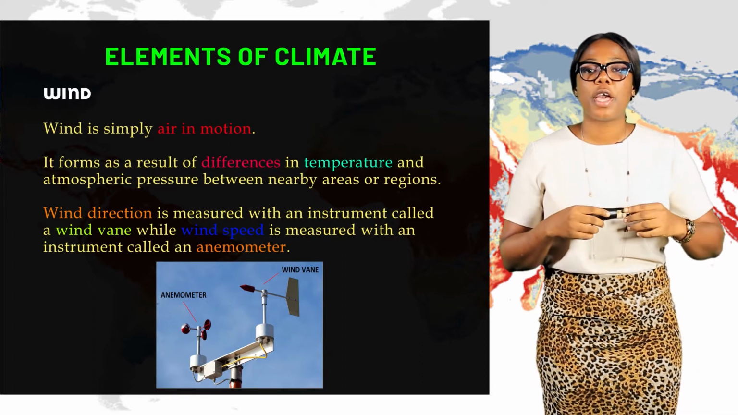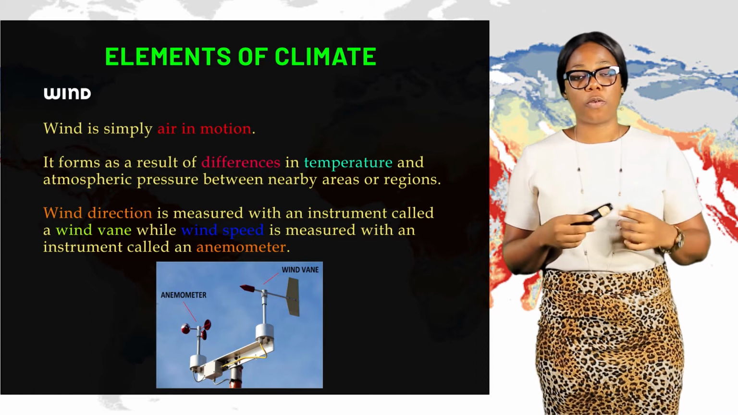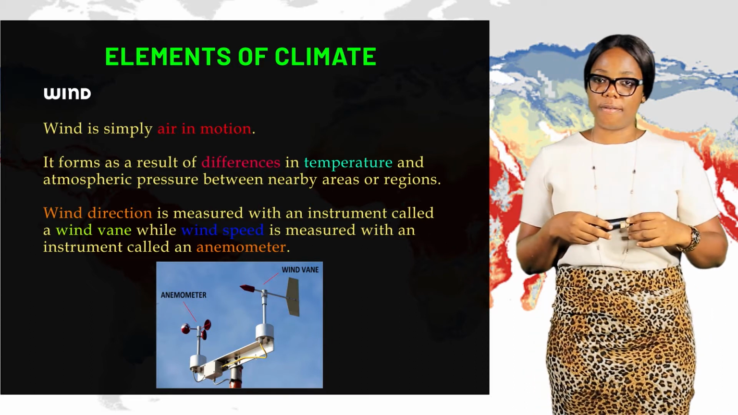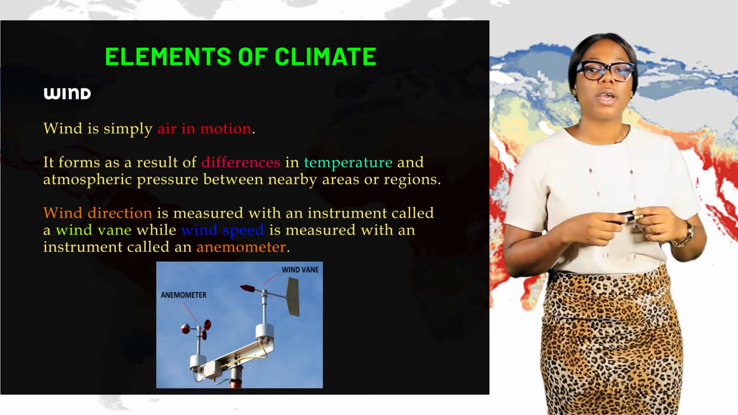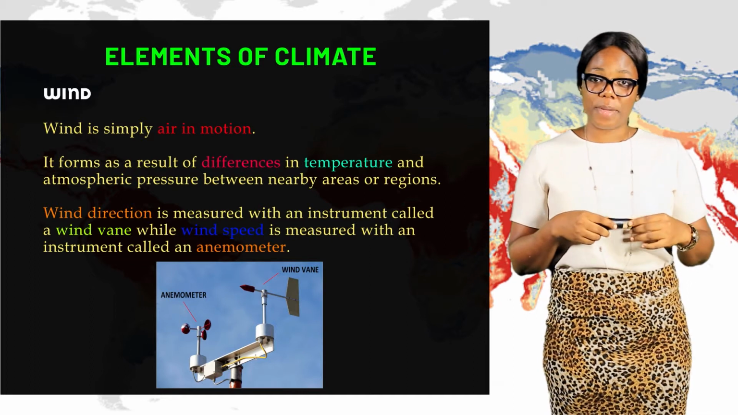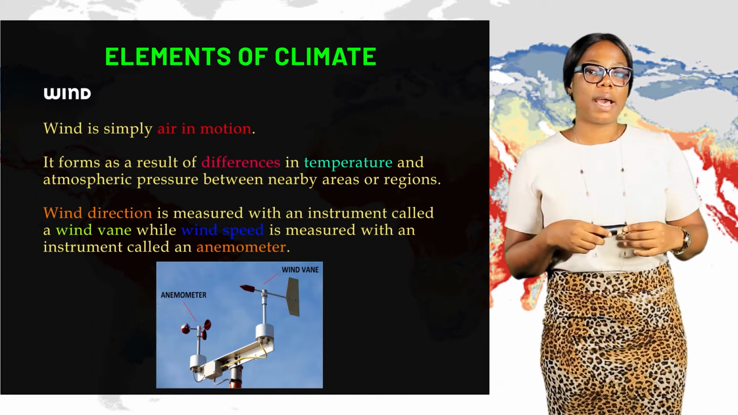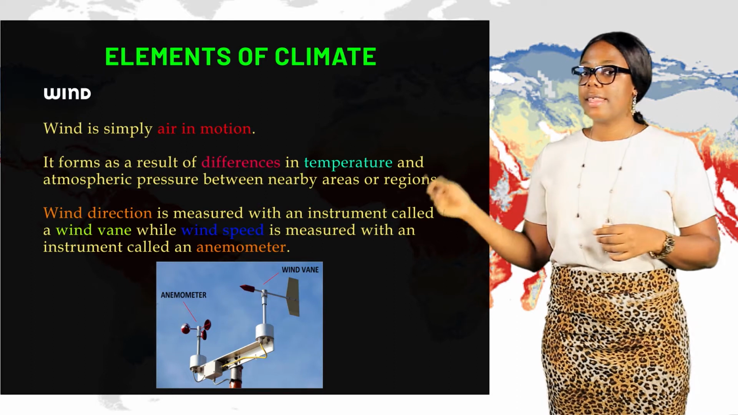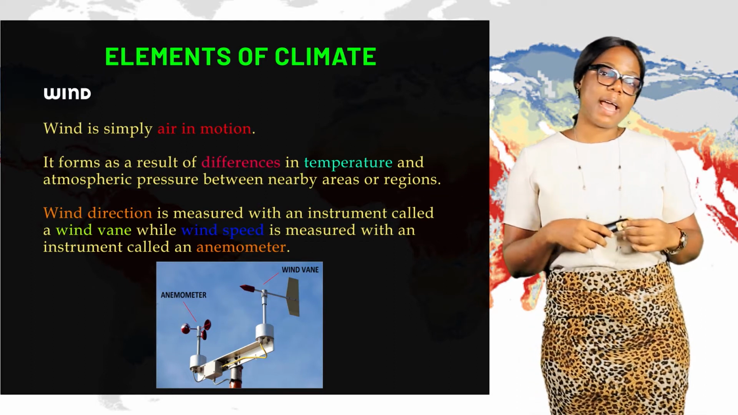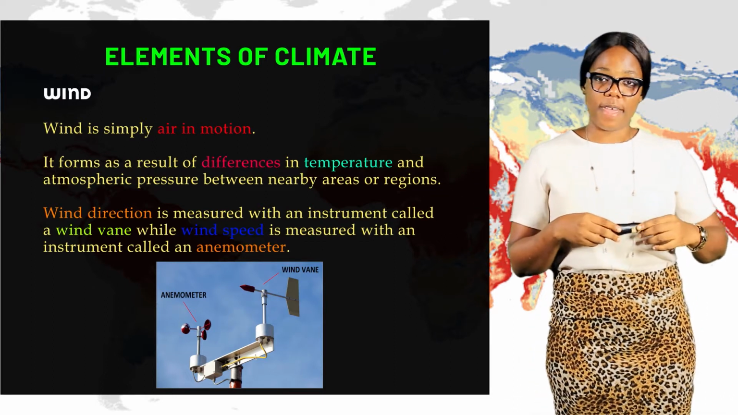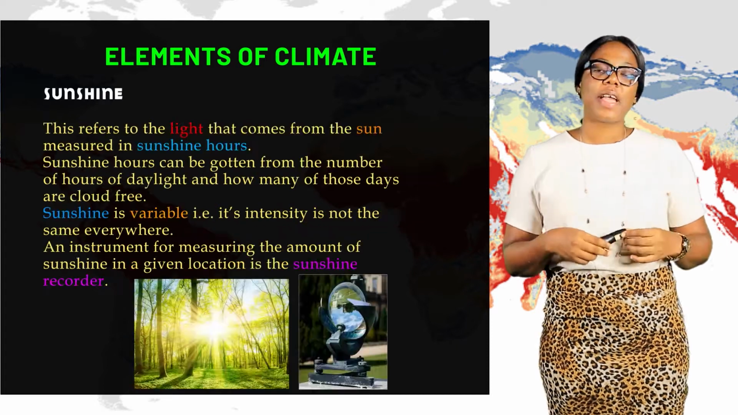The instrument used in measuring the direction of wind is known as a wind vane, while the instrument used in measuring the speed of wind is called an anemometer. This is an image showing an anemometer and a wind vane used together.